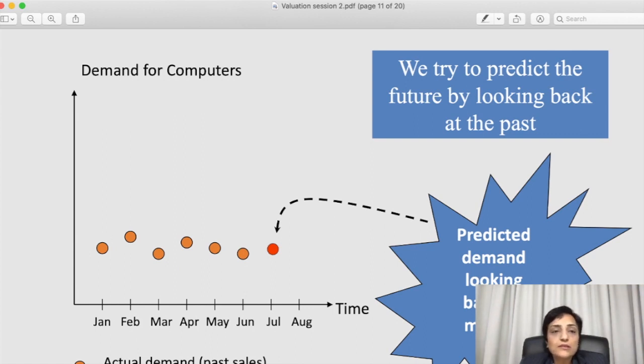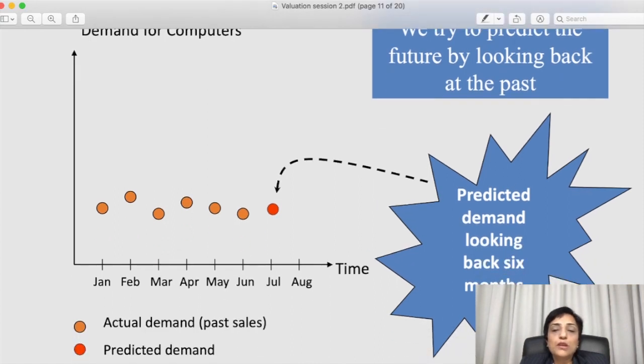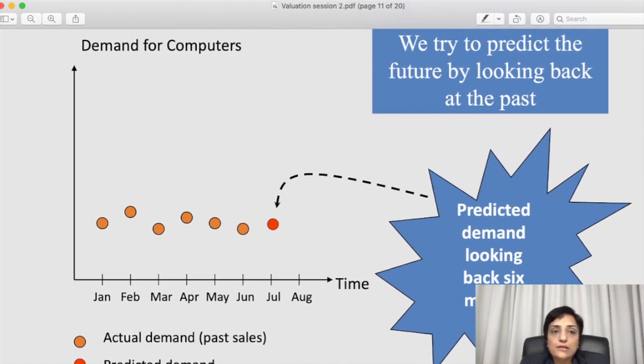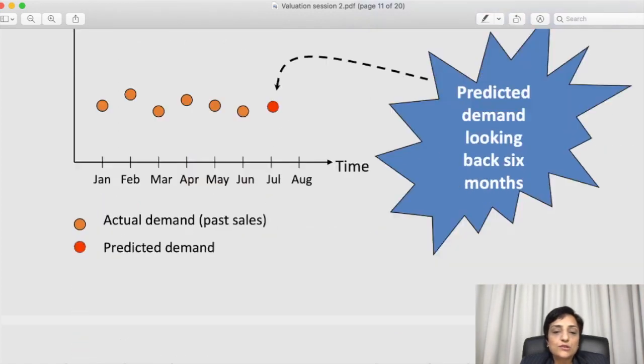Like in this case, the demand of computers, in January it was lower, it went up in February, and then again, so it's quite going up and down, like volatile. So if in the June month it is on the lower side, then we can predict that it will go slightly up, right? So we can predict the demand, predict the sales, while looking at the past projections here.